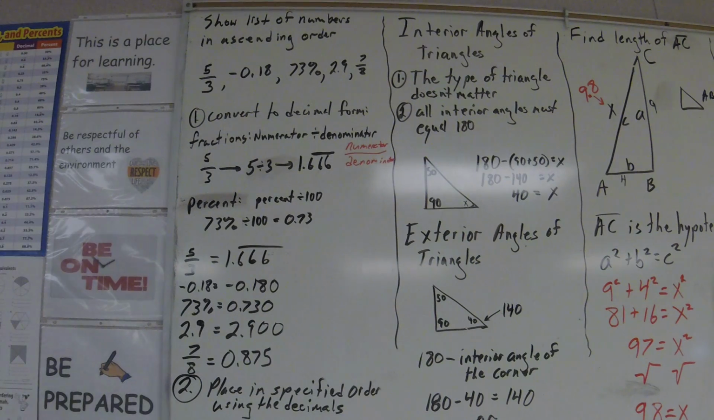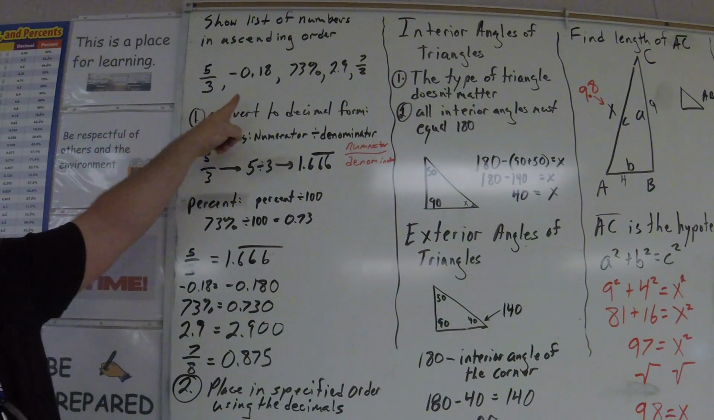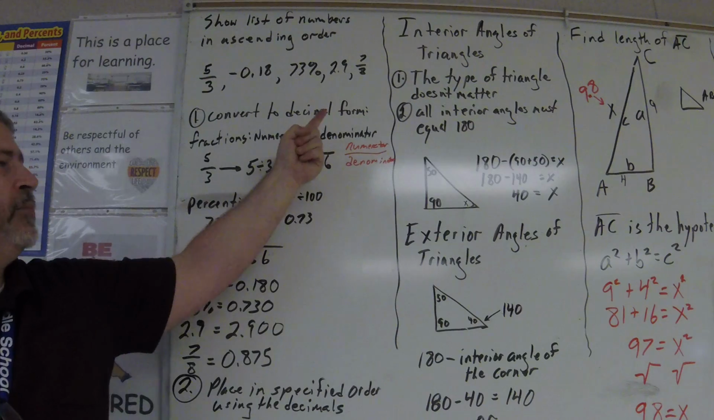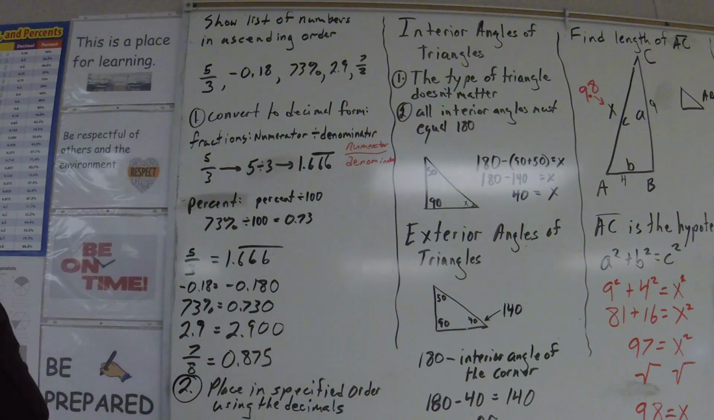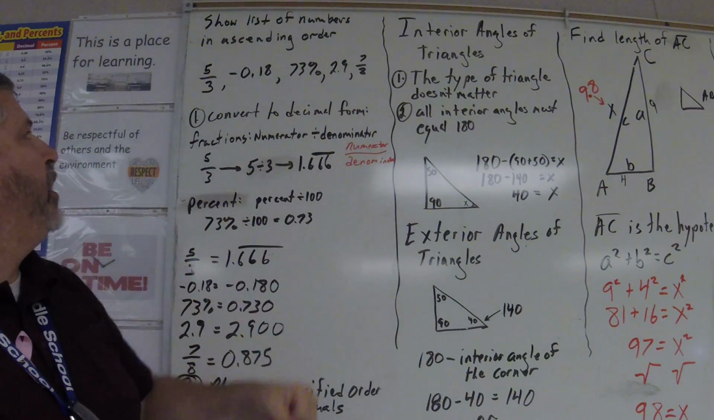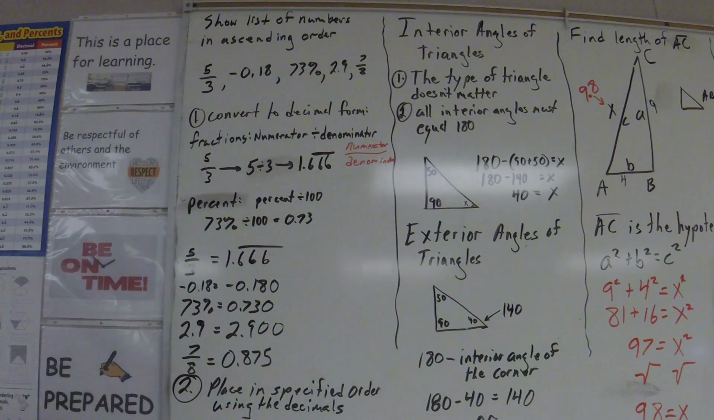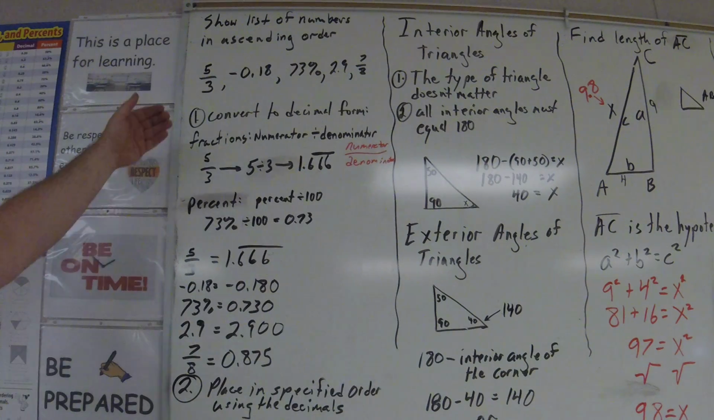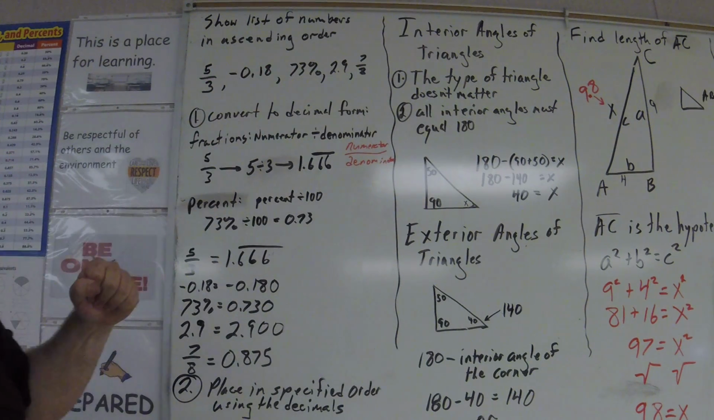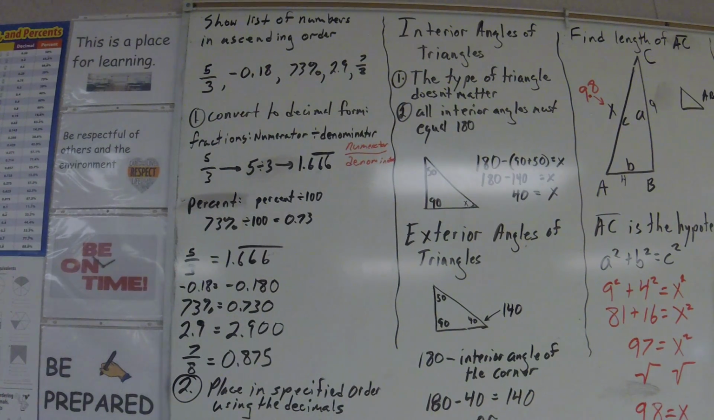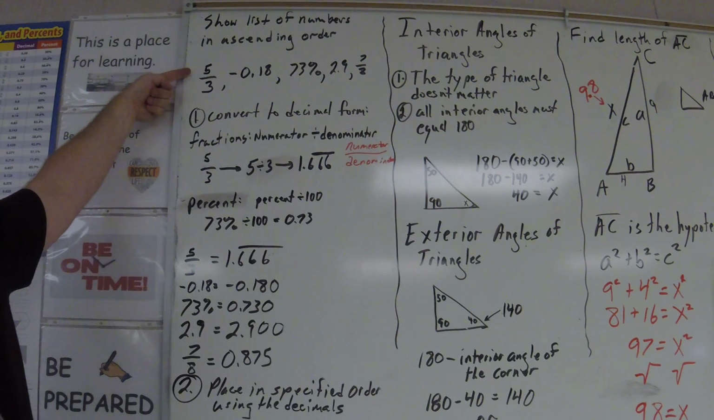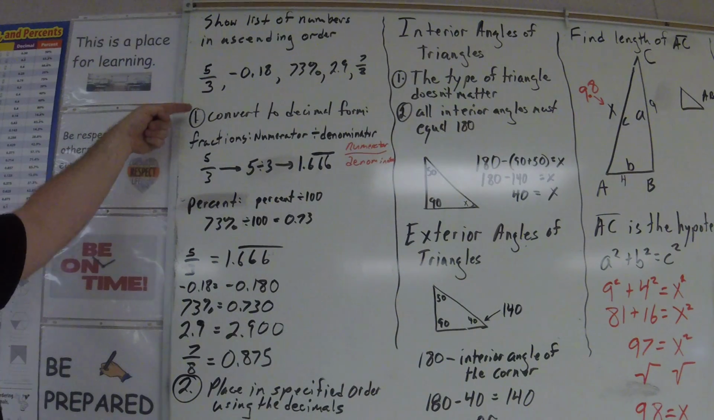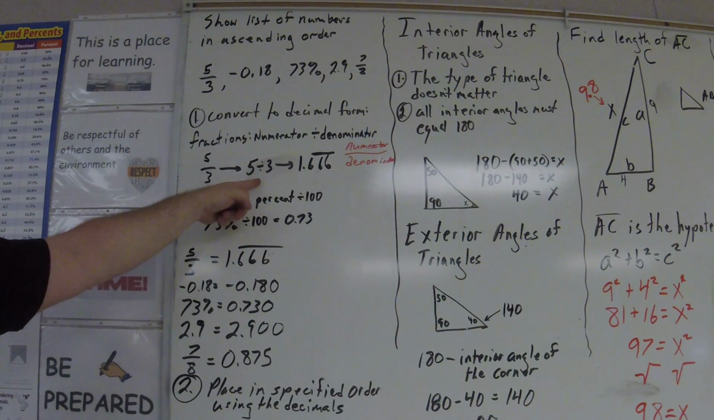What we're going to do is convert all of these numbers into decimal form. And some of them are already in decimal form, like this negative 0.18 and this 2.9. Those are already in decimal form. But we see we have fractions and we have percents also. So we're going to convert the fractions by dividing the numerator by the denominator. So 5/3, that would be a division problem of 5 divided by 3.